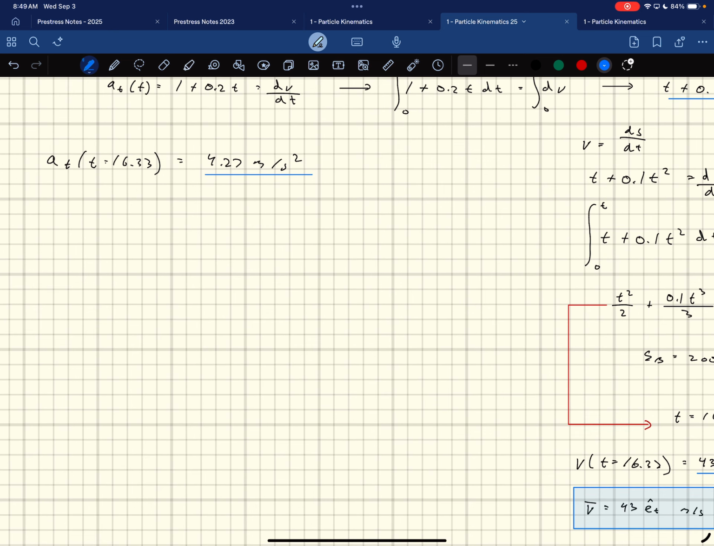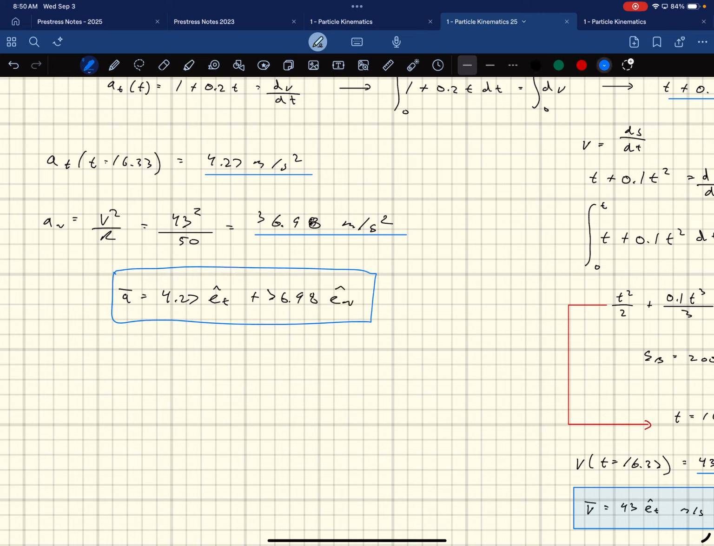And then my AN, almost there, AN is equal to V squared over R. So this would be 43 squared over 50, which is 36.98 meters per second squared. And my overall A then is 4.27 in the ET direction plus 36.98 in the EN direction. Whew. What a journey.